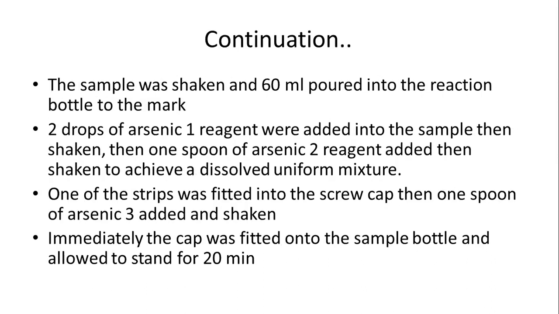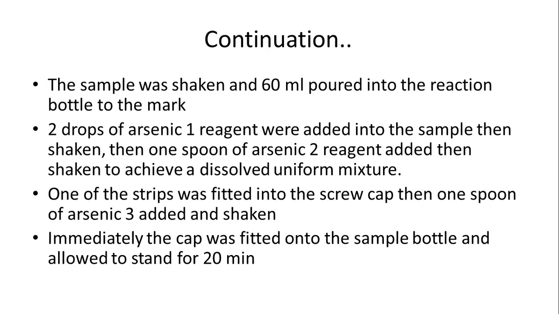Next, the sample is shaken and 60 ml poured into the reaction bottle to the max. The reaction bottles are marked at 60 ml. So we'll shake our sample and then pour 60 ml into the reaction bottles. And then 2 drops of arsenic 1 reagent are added into the sample and then shaken. Then 1 spoon of arsenic 2 reagent is added, then shaken to achieve dissolution.